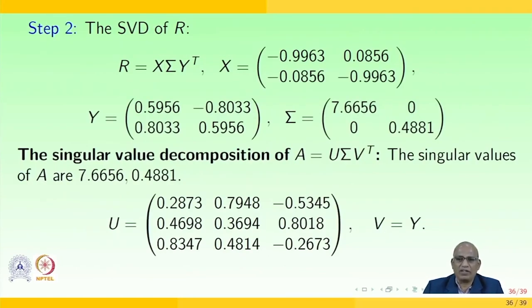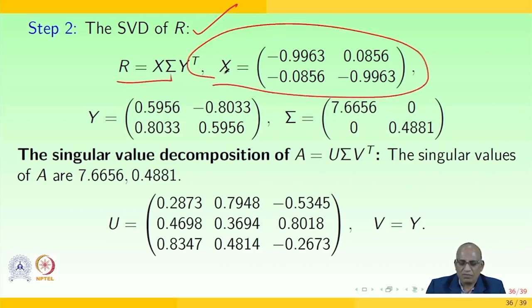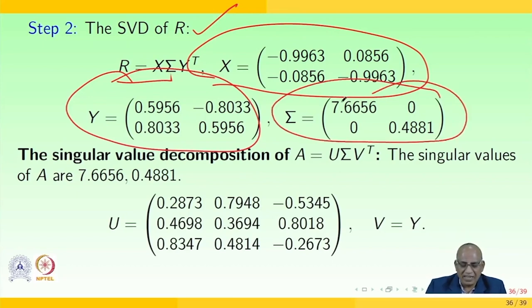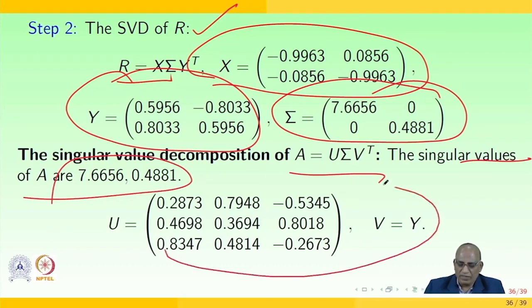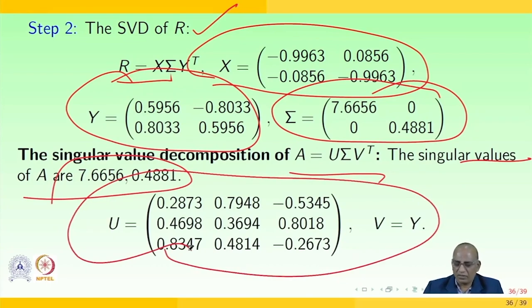Then in step two, what I do is the singular value decomposition of R. So R is equal to X times sigma Y transpose, and X will be of this form, Y will be of this form, and sigma will be of this form. The singular value decomposition of A is equal to U times sigma V transpose. The singular values of A are these two values, 7.6656 and 0.4881, and U takes this form, the matrix.